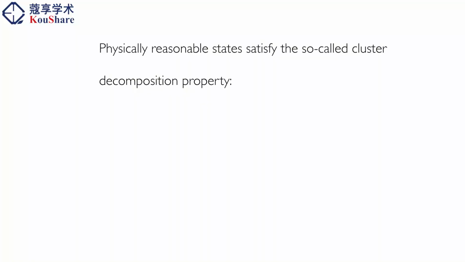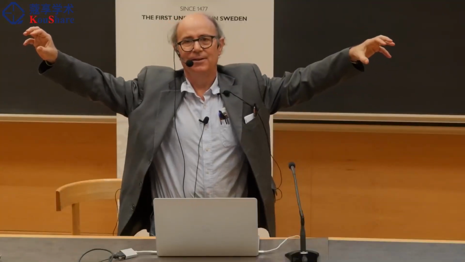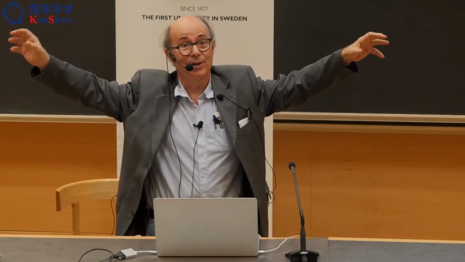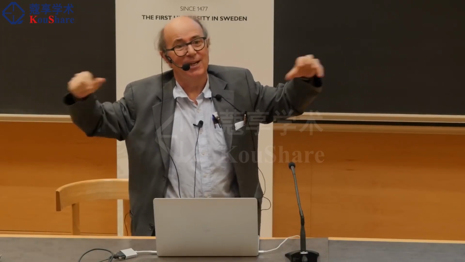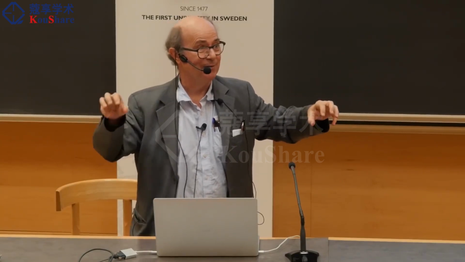So physically reasonable states have to satisfy a condition that captures the idea that they're not Schrodinger cat states. And this is the so-called cluster decomposition property, which says basically that if you take observations at far separated places, there are no correlations. Okay, we don't have to worry about what's going on the other side of the moon or in the system. If we make measurements here, we don't have to worry about what's going on very far away.